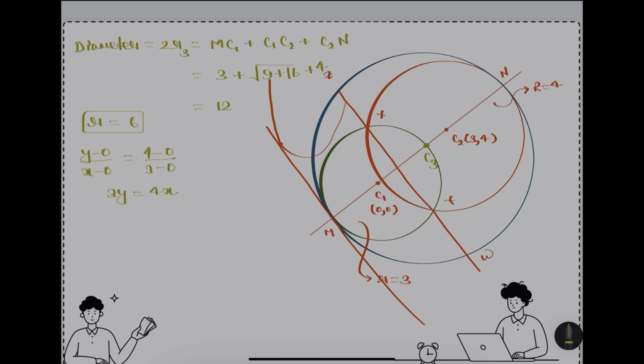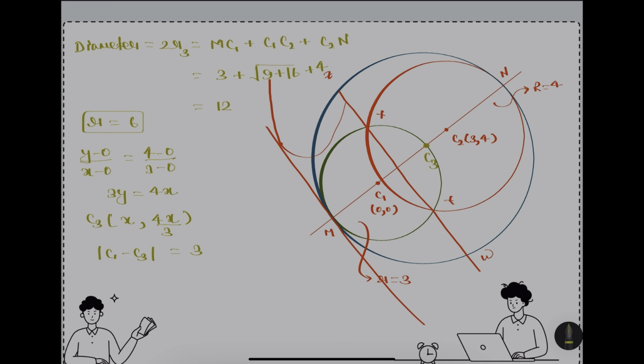Suppose the center of the circle is a point on this line. Whenever there is a requirement of assuming a point, we imagine it in parametric form. So I'll assume x to be x, so y will be 4x by 3. Comfortable? Now you know that this distance is the radius of the smaller circle, 3 units. So can I say the distance between C1 and C3 is equal to 3?